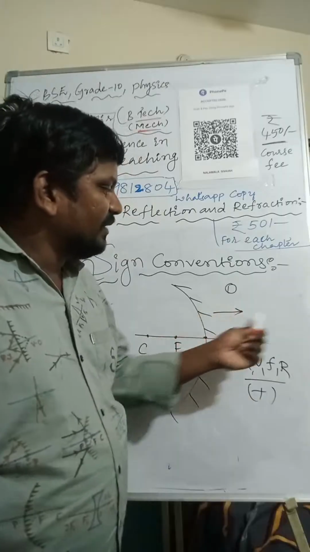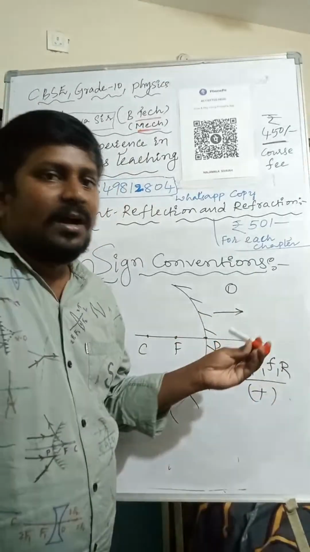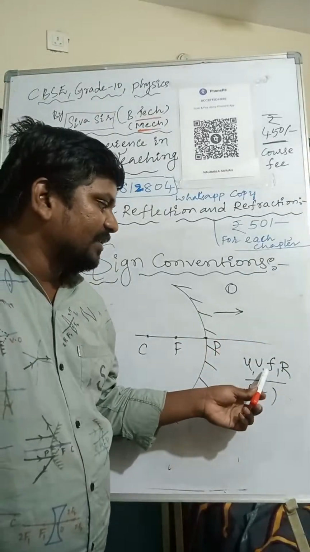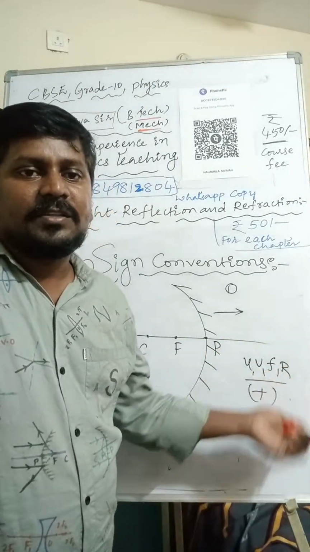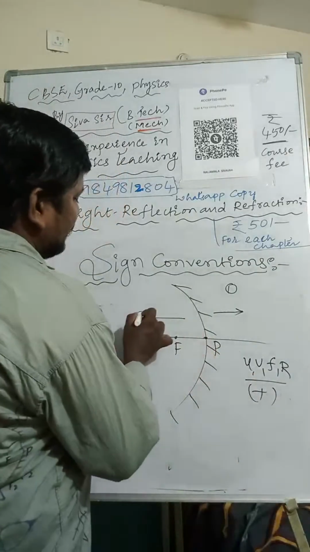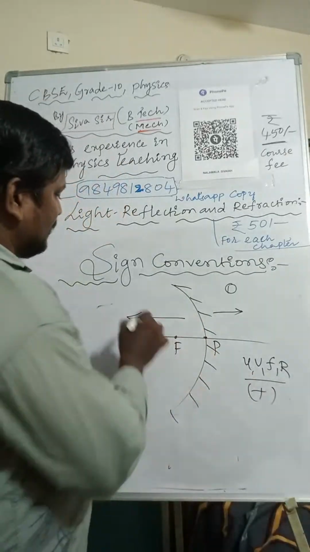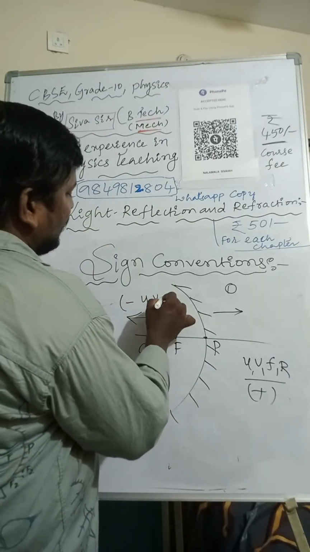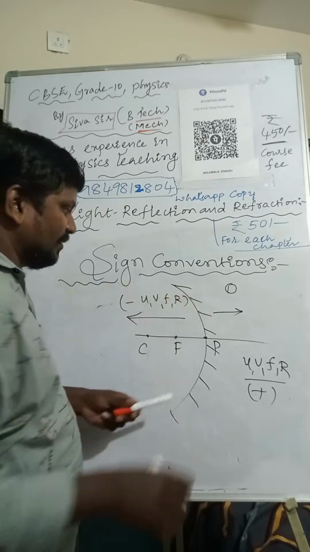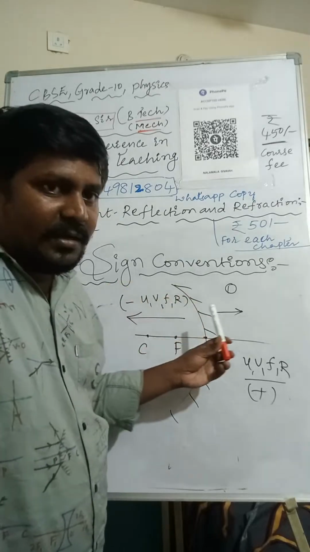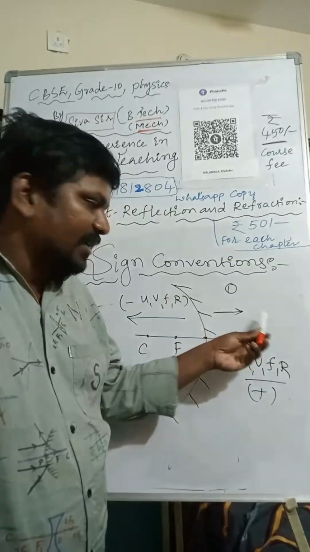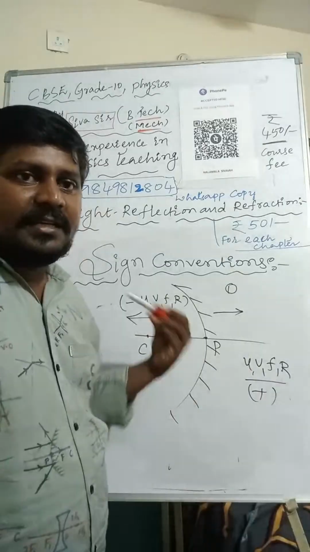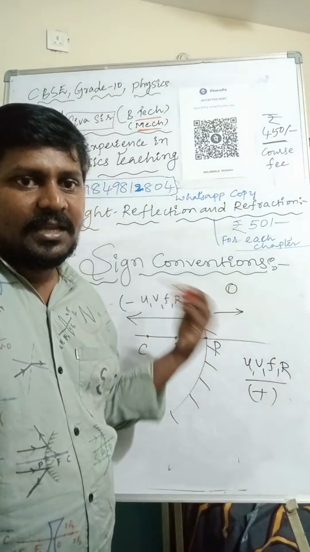In the direction of incident rays, because all distances are measured from the pole, object distance, image distance, focal length, radius of curvature are all positive. Opposite to incident rays, object distance, image distance, focal length, radius of curvature are all negative. Whatever we are considering along the incident rays is positive, and opposite to incident rays is negative.